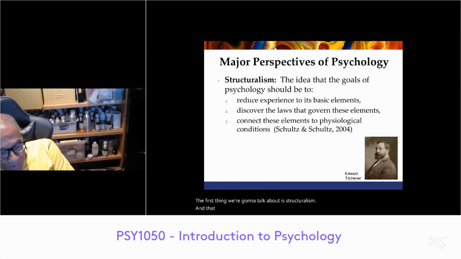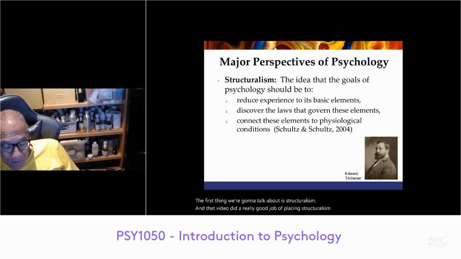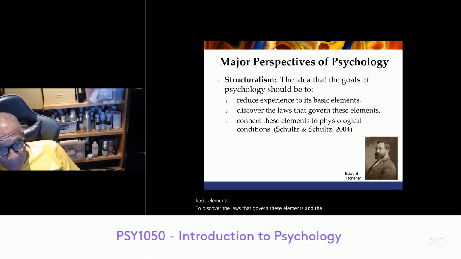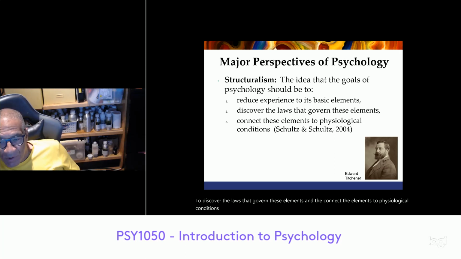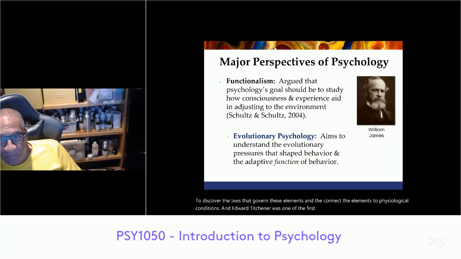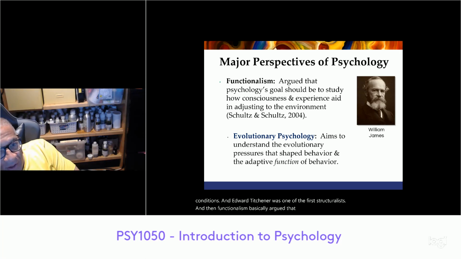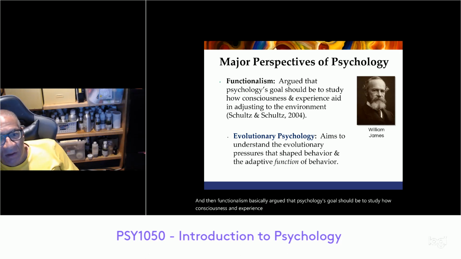And that video did a really good job of placing structuralism within the history of psychology. And the idea here is that psychology should try to reduce everybody's experience to the basic elements, to discover the laws that govern these elements, and then to connect the elements to physiological conditions. And Edward Titchener was one of the first structuralists. And then functionalism basically argued that psychology's goal should be to study how consciousness and experience assist in adjusting to the environment, and William James was one of the first ones in this area.